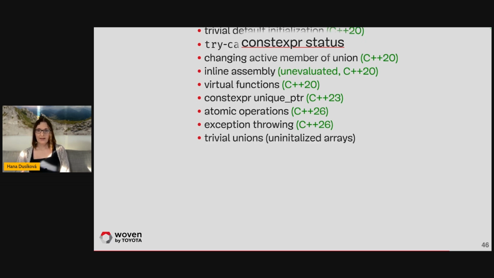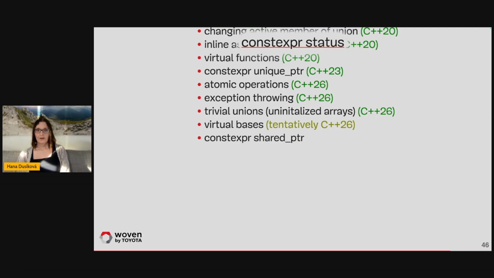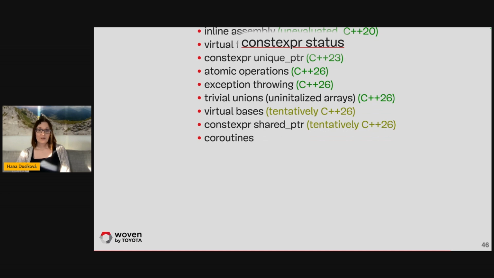So you can have an array of uninitialized members, and it can be contiguous. That was the biggest problem with the in-place vector. We can have virtual bases tentatively in 26. So in the future, we can make IO streams and string streams also Constexpr. We can have Constexpr shared pointer tentatively in 26. Hopefully this Friday it will go to library wording review. Coroutines tentatively since 29. It passed twice in evolution and it's now in core for 29.